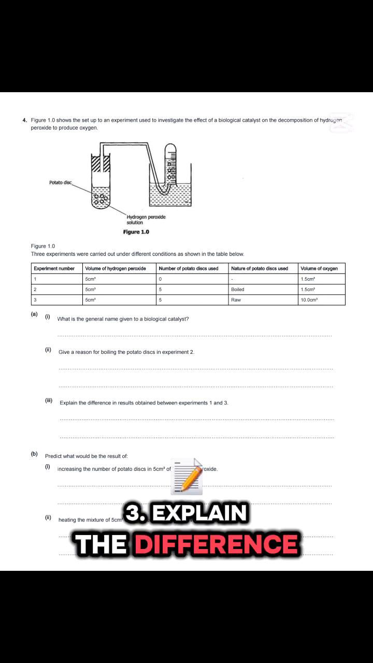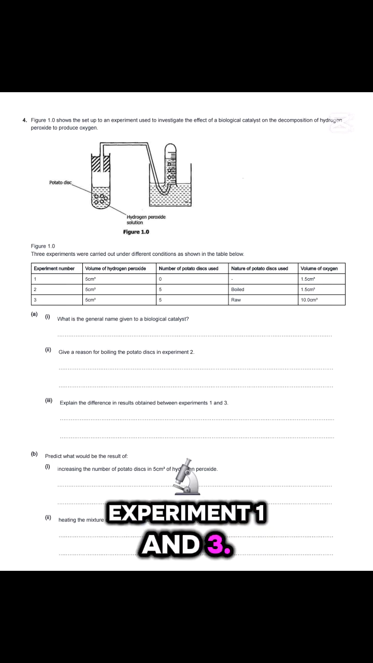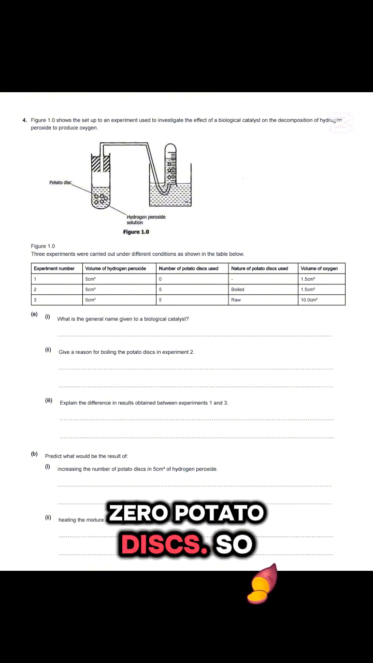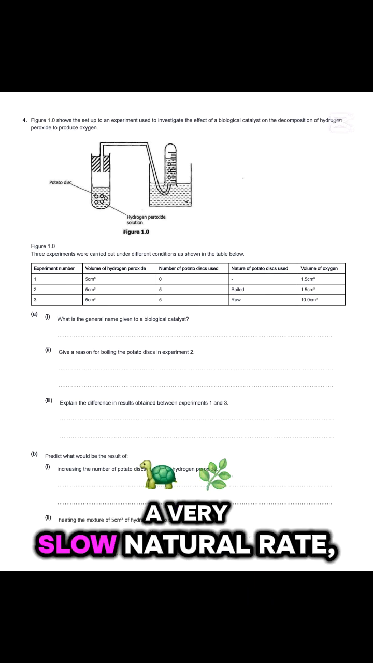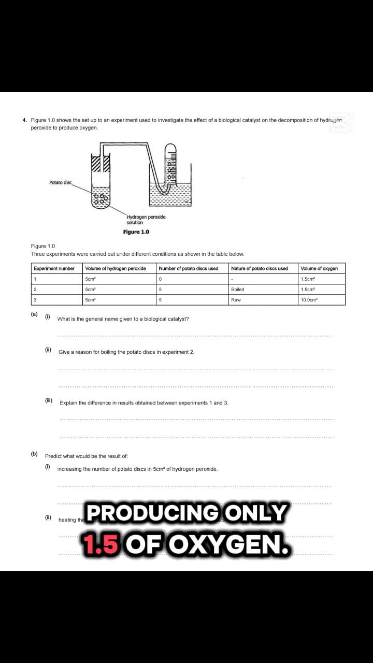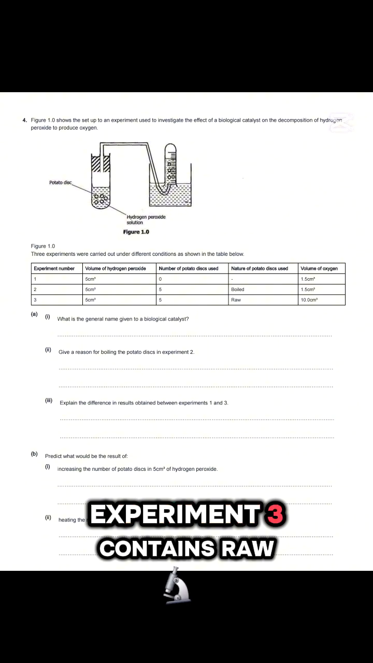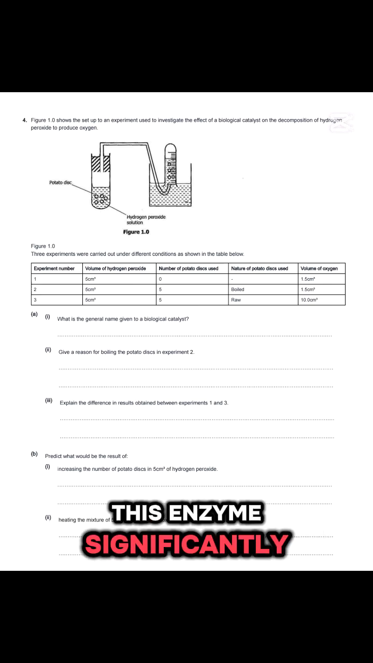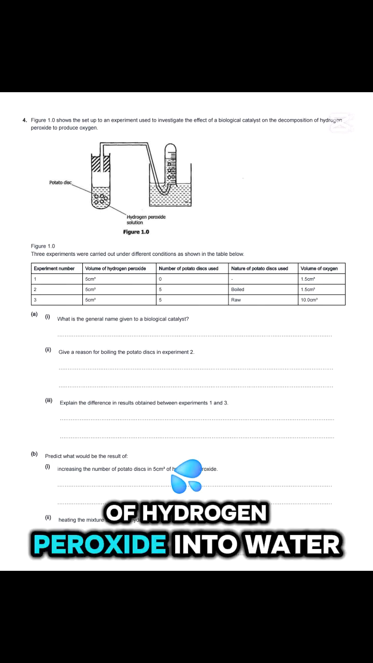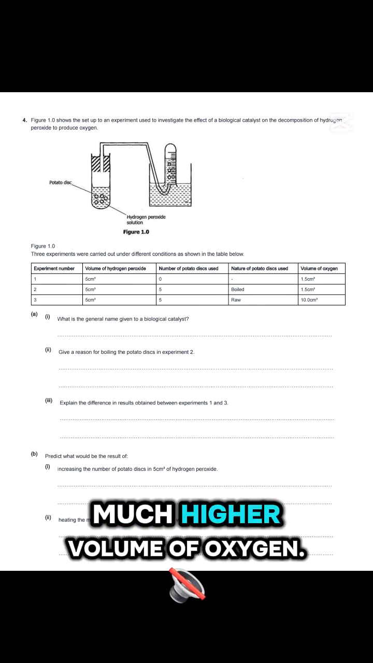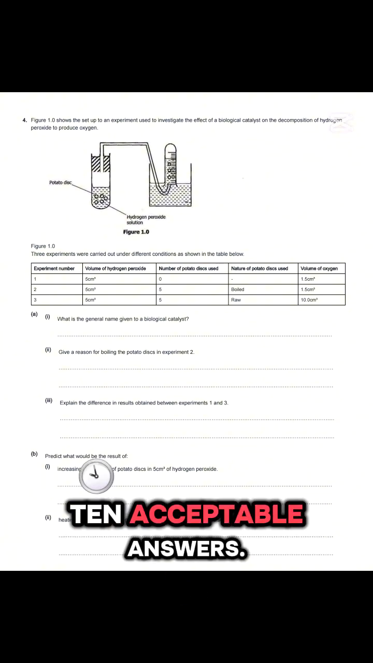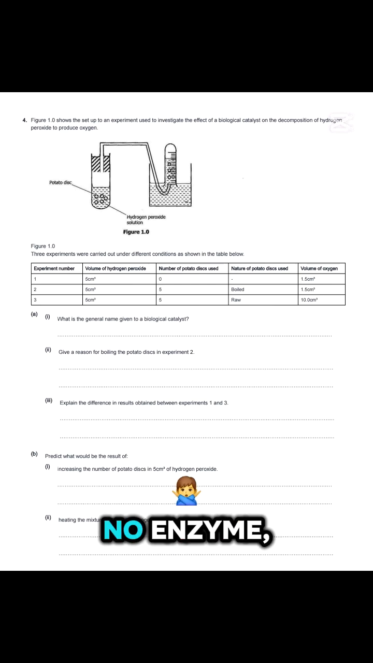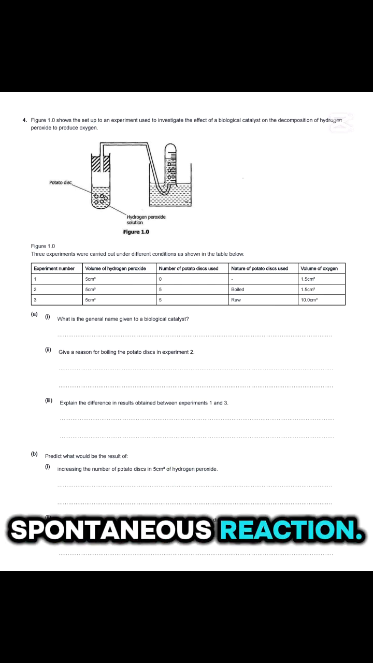3. Explain the difference in results obtained between experiments 1 and 3. Correct answer: experiment 1 lacks a catalyst, 0 potato discs, so hydrogen peroxide decomposes at a very slow, natural rate, producing only 1.5 of oxygen. Experiment 3 contains raw potato discs which provide the active enzyme catalase. This enzyme significantly speeds up the breakdown of hydrogen peroxide into water and oxygen, yielding a much higher volume of oxygen, 10. Acceptable answers: experiment 3 has active enzymes that accelerate the reaction, while experiment 1 has no enzyme, resulting in a slow spontaneous reaction.